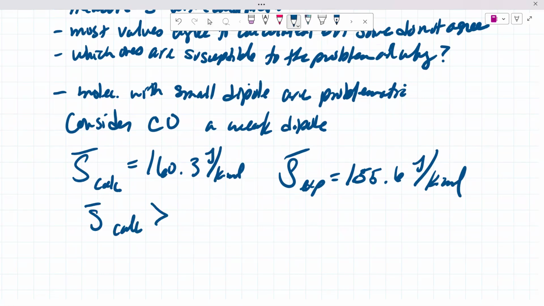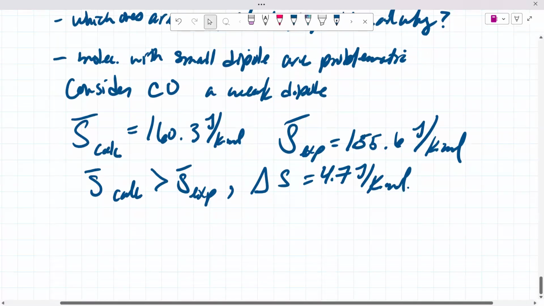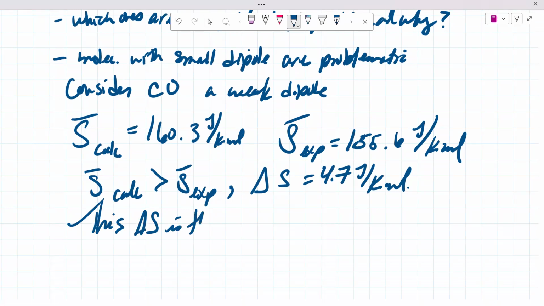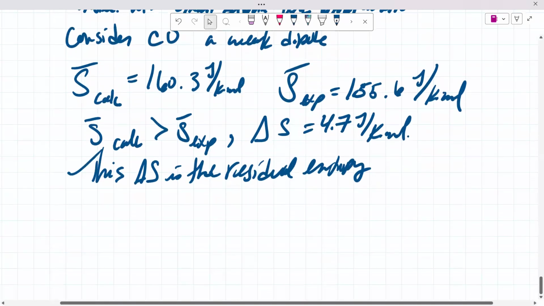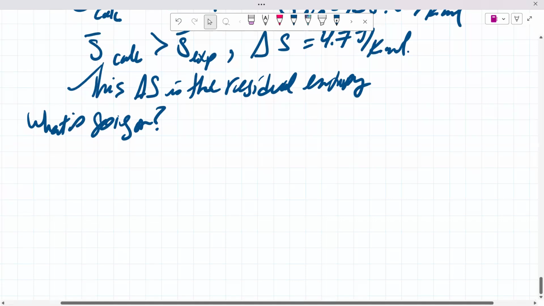The calculated is greater than the experimental, and the delta S is equal to 4.7 joules per Kelvin. That's kind of a lot. What is going on? This difference is the residual entropy. So, what's going on? We're going to need to take a look at the lattice to understand.